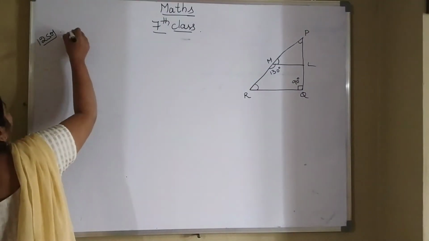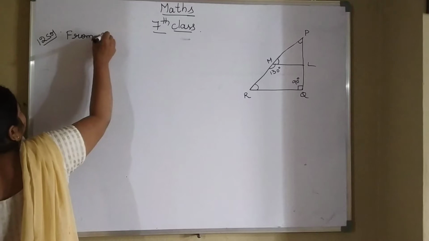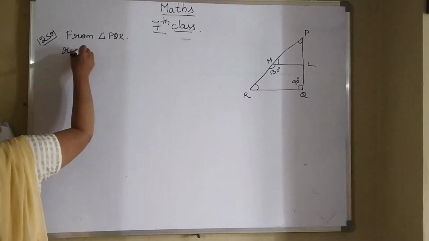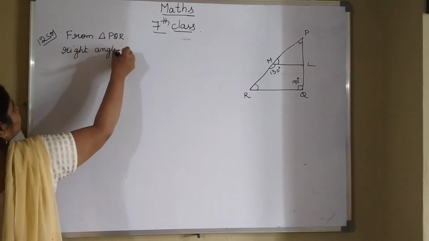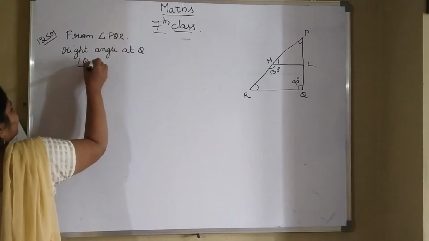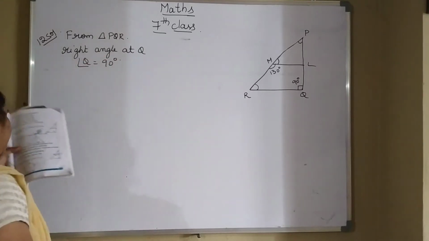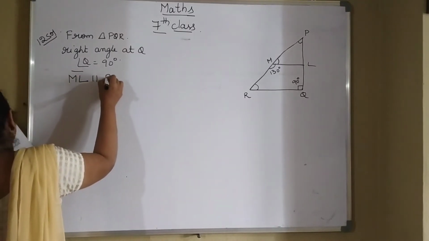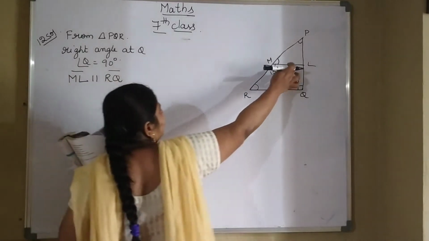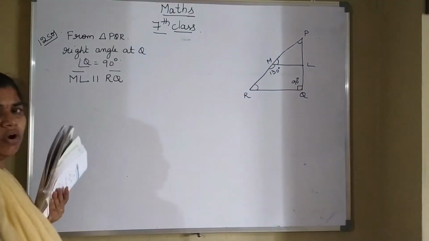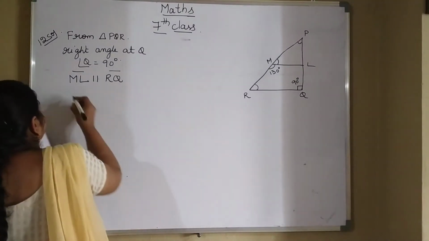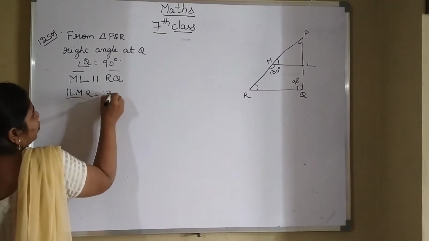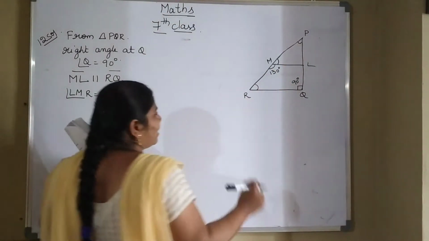So first write the given things here. From triangle PQR, what they have given? Right angle at Q. That means angle Q is equal to 90 degrees. And what they have given? ML line segment is parallel to RQ line segment. These two lines are parallel to each other. Okay, they will not intersect at any point. Next, what they have given is LMR is equal to 130 degrees. This angle they have given as 130.